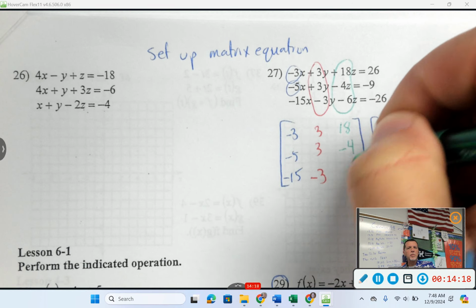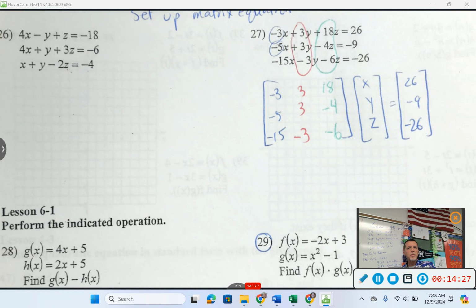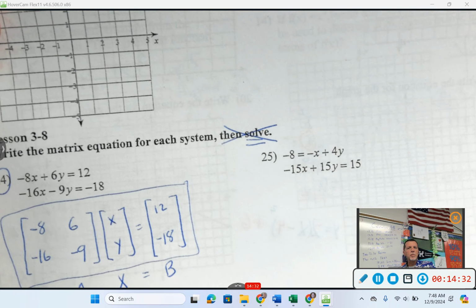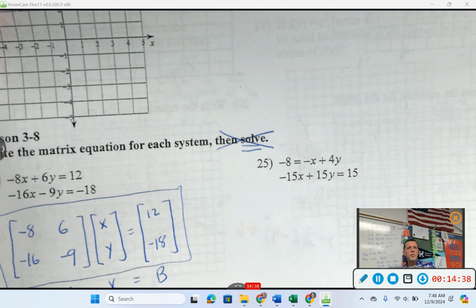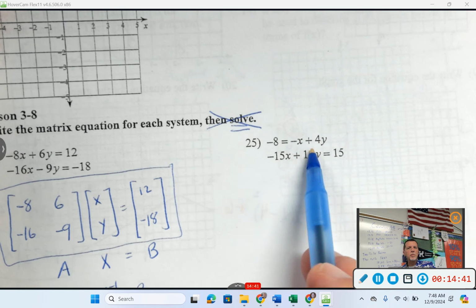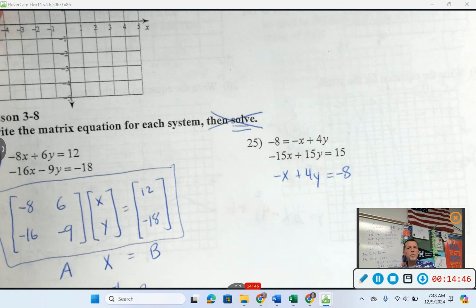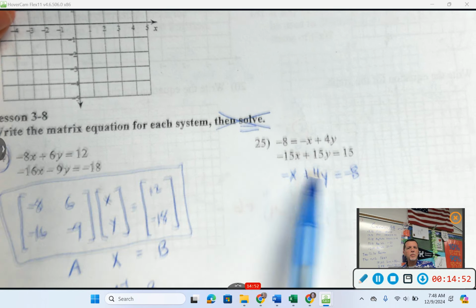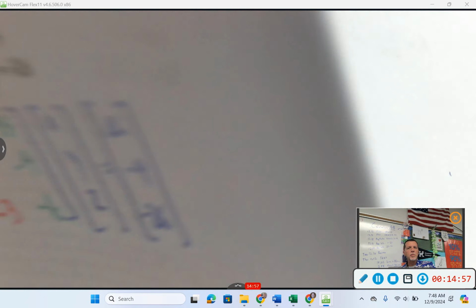Other than that, the only tricky things are ones like 25 where we put it in the wrong order, so it forces you to reshuffle things around a little bit. Wait, how is it in the wrong order? Well, I guess it's not, because you can just write it like this: negative x plus 4y equals negative 8. Can't you just put it in as it is? If you recognize what's going on, okay. Don't put 8 as part of the coefficient matrix.